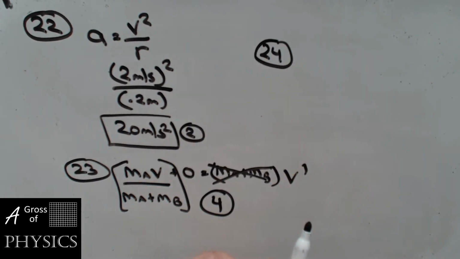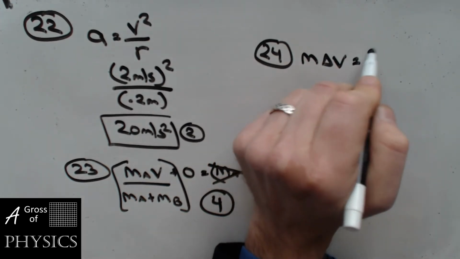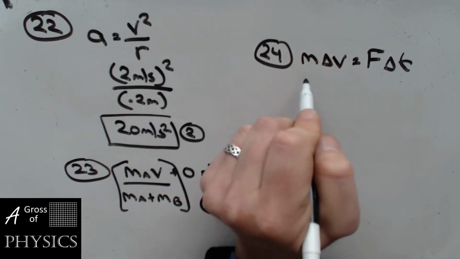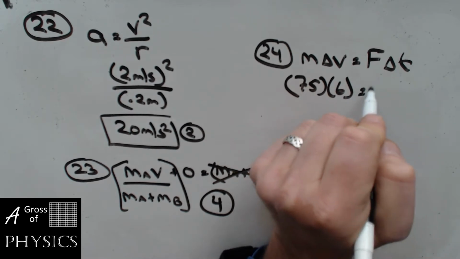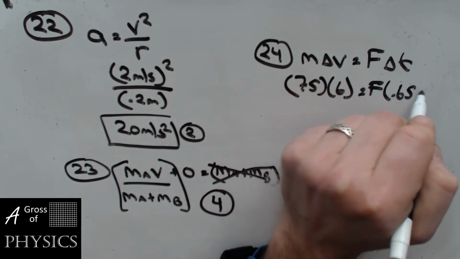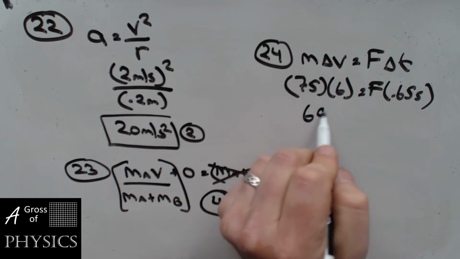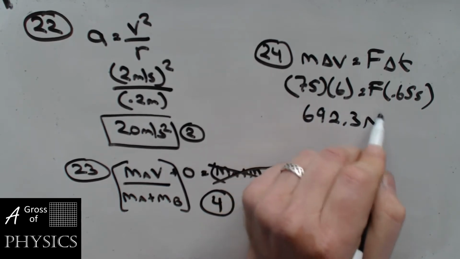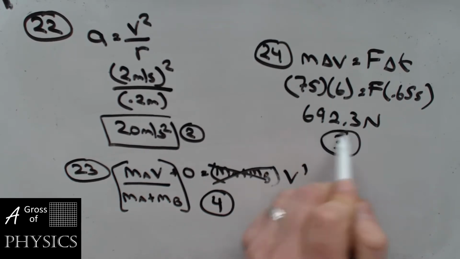And 24. We have a hockey player skating across the ice at a speed of 6. What's the average force to stop him? MAV, fat. 75 times 6, F, 0.65 seconds. 75 times 6 divided by 0.65 is 692.3 newtons. And the closest one is 690, choice 3.